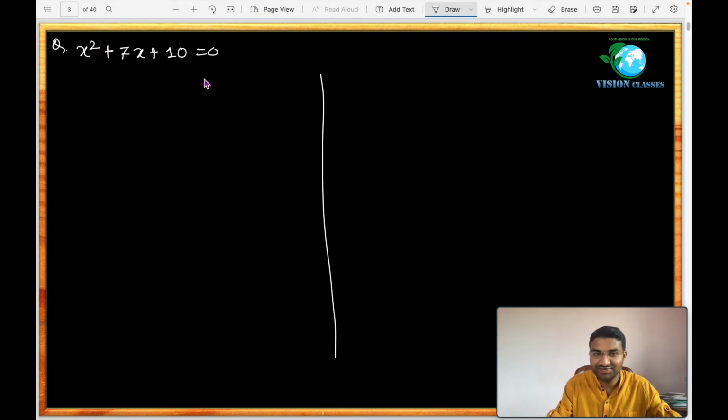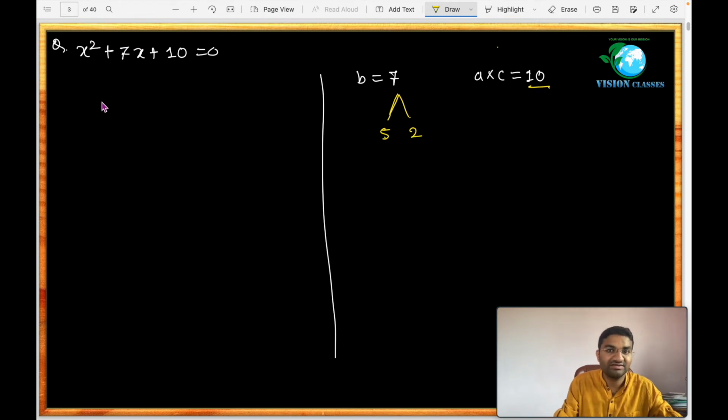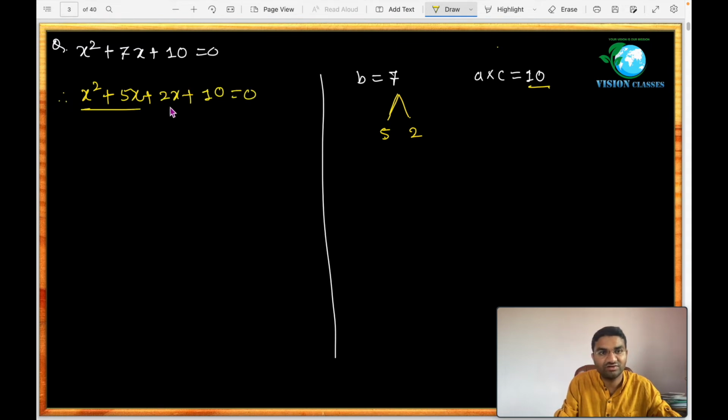What's the middle term? Okay, b is equal to 7, a times c is 10, right? So split the 7 in such a way that you get the multiplication 10, okay? So 5 times 2 is 10 and 5 plus 2 is 7, that's it. So therefore here x square plus 5x plus 2x plus 10 is equal to 0, okay?